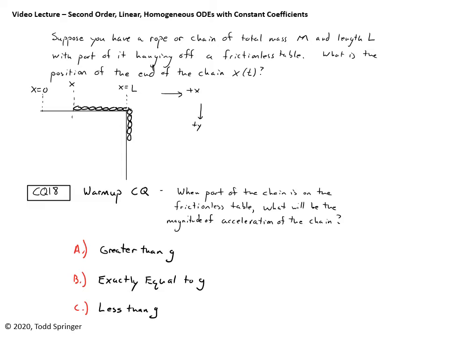To help you start thinking about it, here's a warm-up clicker question which I would do in class. I just want to know what's the acceleration of the chain when part of it is hanging off, like in the picture there. So just part of it is hanging off the table. What's the magnitude of the acceleration of the chain? Is it bigger than g, less than g, or exactly equal to g? Go ahead and pause the video, spend a couple moments thinking about it, see if you can commit to one of these answers.